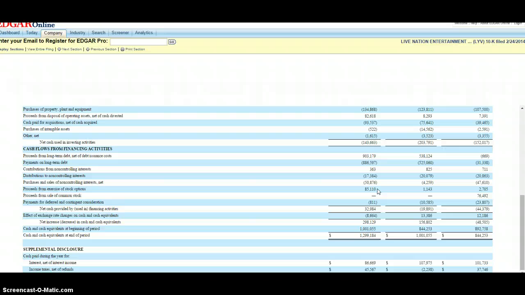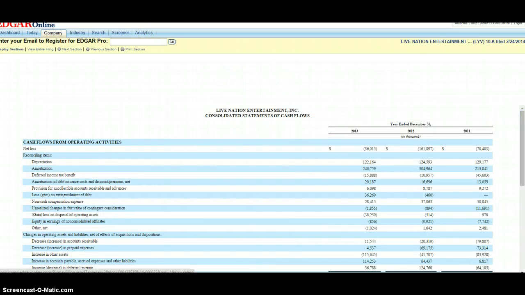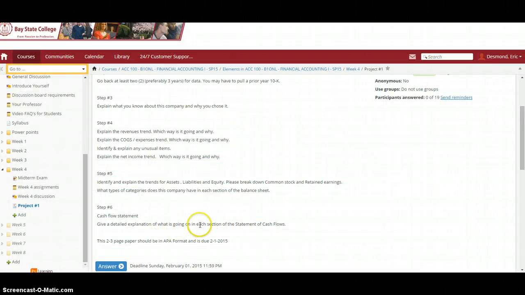And that gives you a nice rundown right here from financing, investing, and operations. So what you want to do is just give a detailed explanation of what is going on in each section. I would just summarize it to say, this is what I'm noticing about operations. Try to incorporate some stuff from your textbook. Show a little bit of your knowledge. And again, it's just 2 to 3 pages. A paragraph or 2 for each section, and you shouldn't have any problems writing it up.